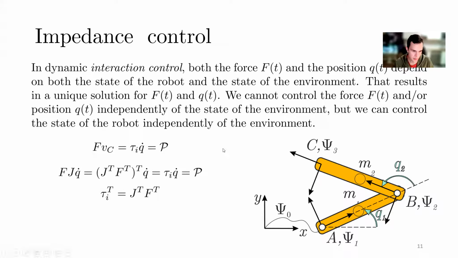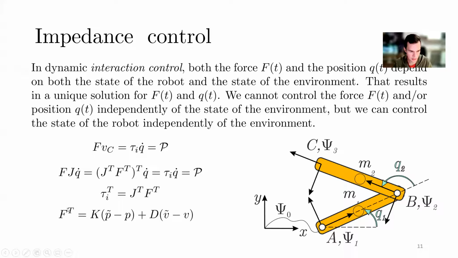From kinematics, we know that the velocity equals Jacobian times angular velocity. You can do this trick with the transposition, and from here you can get the equation for the torque. If you know your Jacobian from the kinematics, and if you know the force which is applied to the end effector, you can calculate tau. It is a force control, and impedance control starts here.